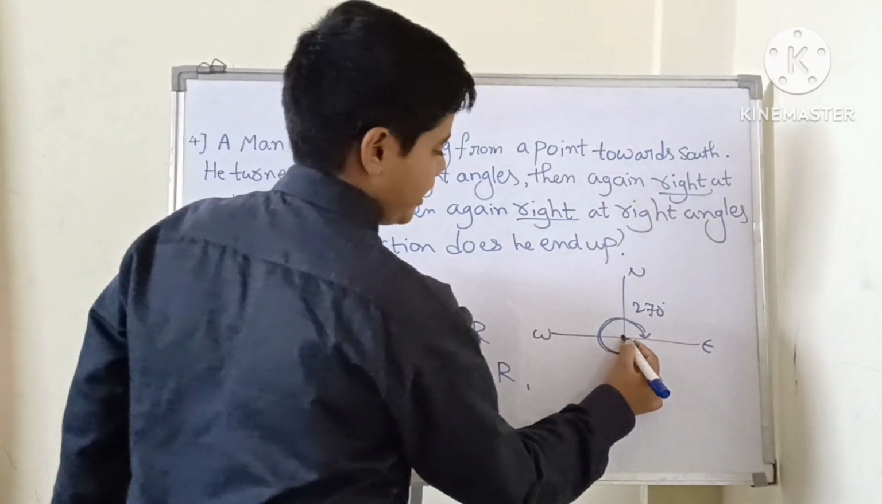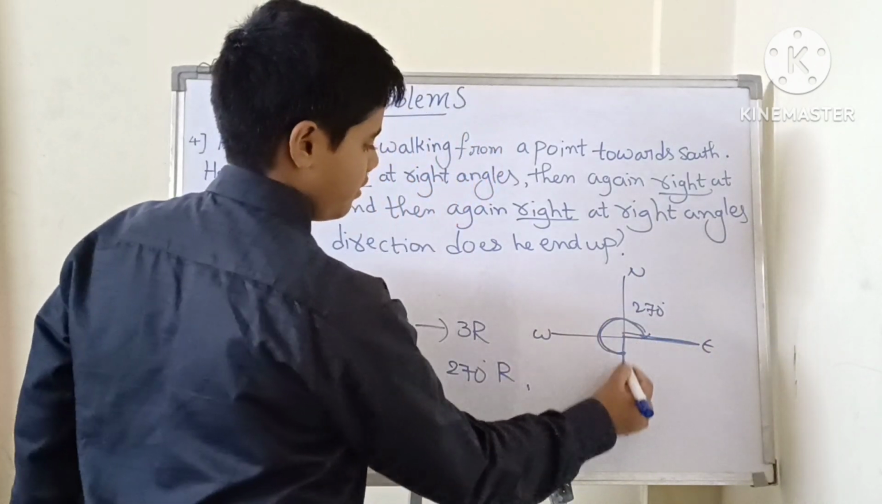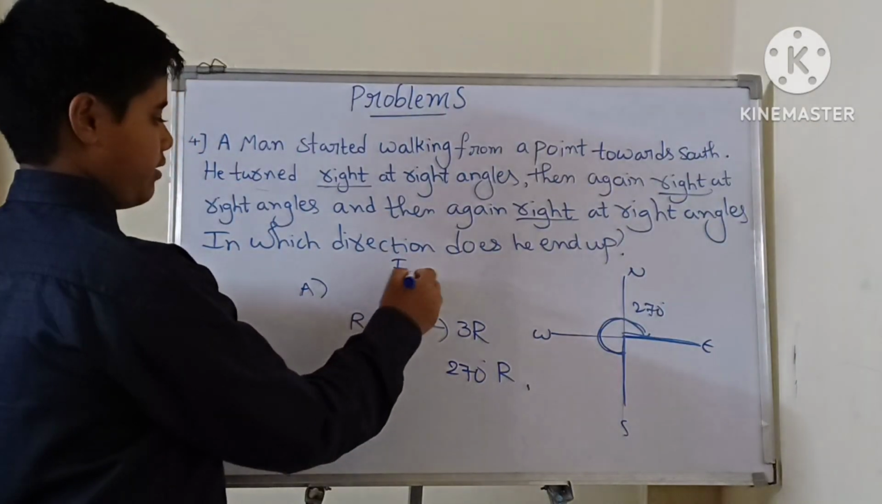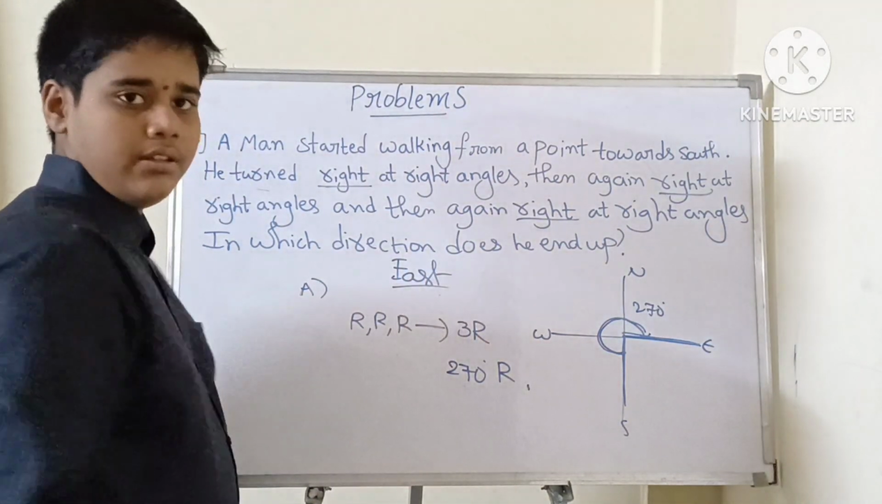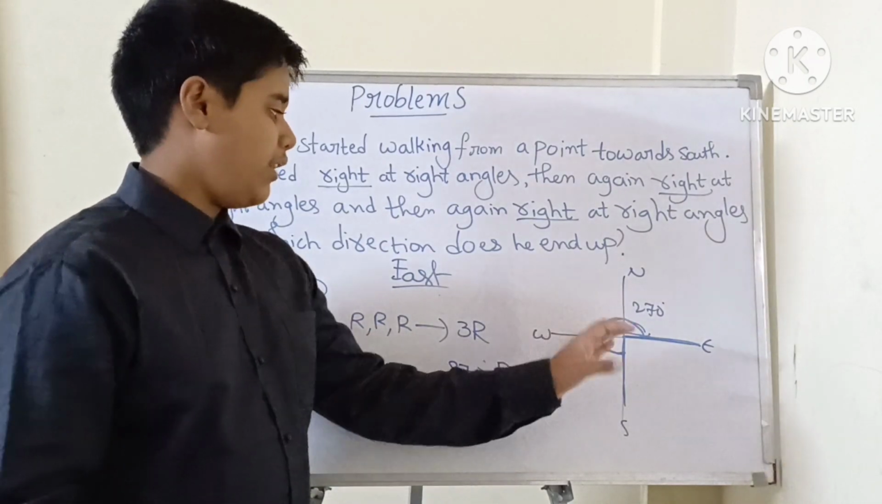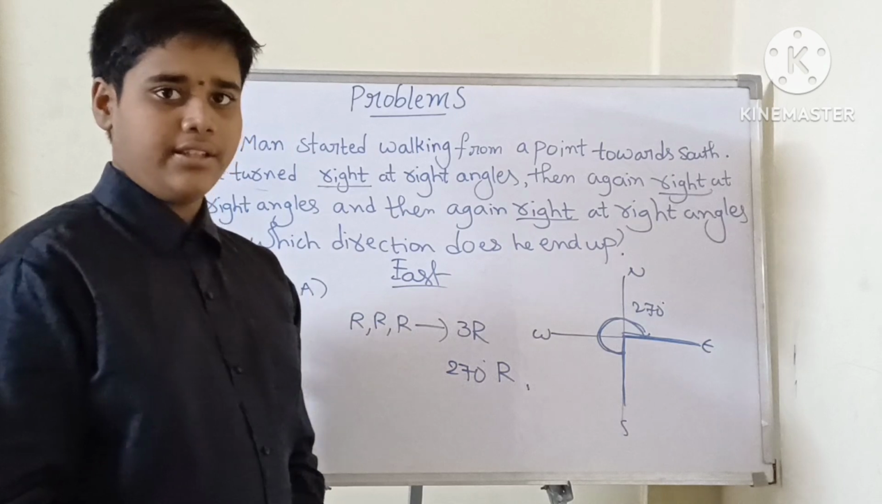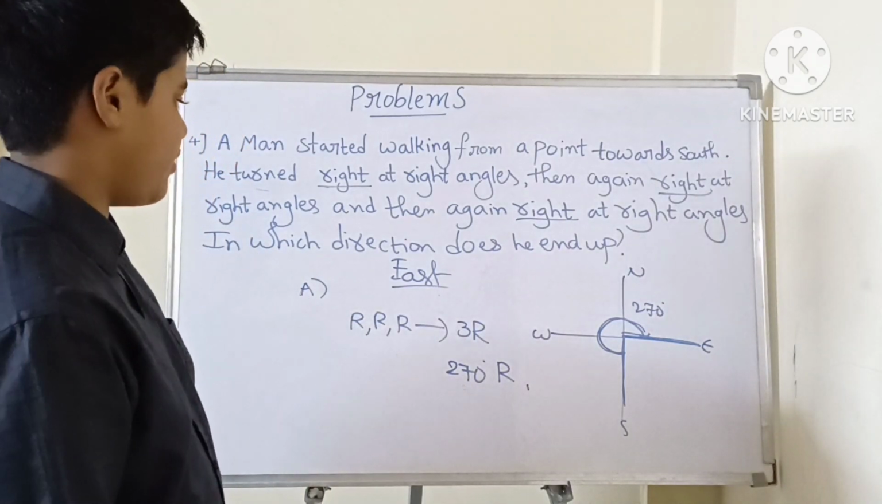So in which direction is he going now? East. From south he is going to east. In any other method also we get only east. There is no other answer for this question. Okay, so this is the fourth question.